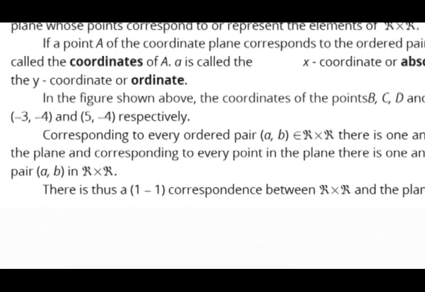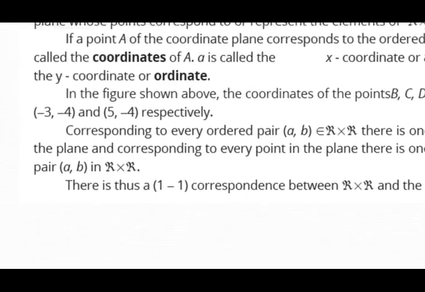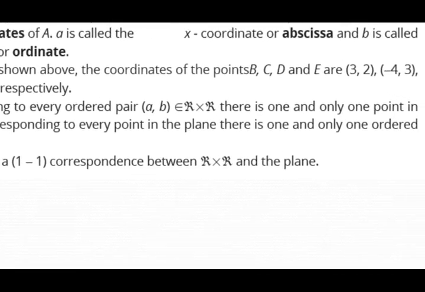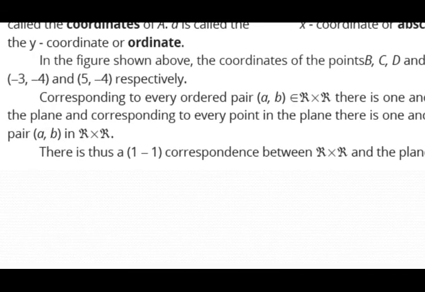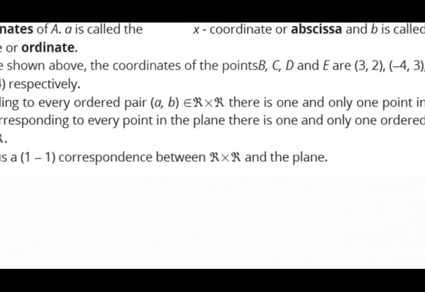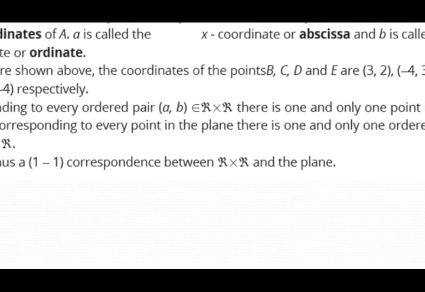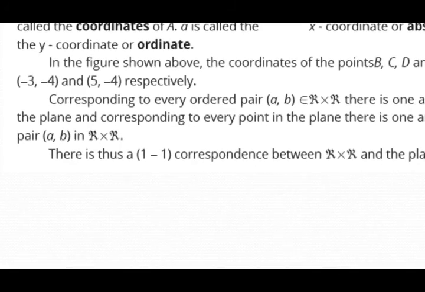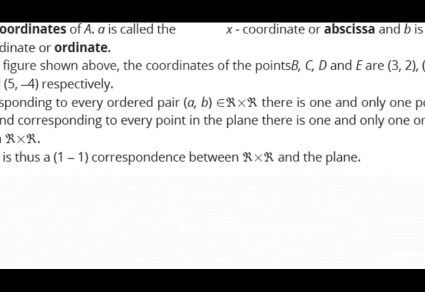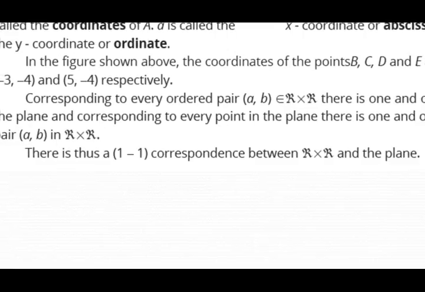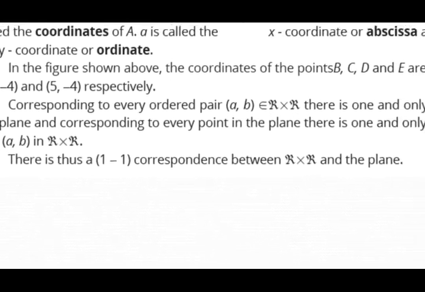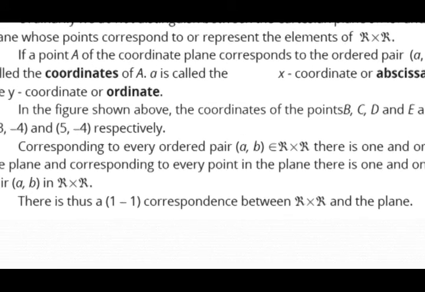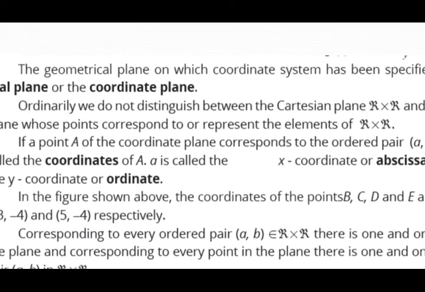As we showed with the numbers in the previous slide, these numbers are on the plane. So for every ordered pair there is one and only one point in the plane. Corresponding to every point in the plane there is one and only one ordered pair. It means we have also developed a 1-1 correspondence.